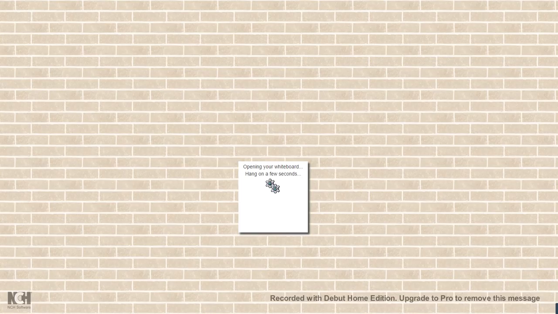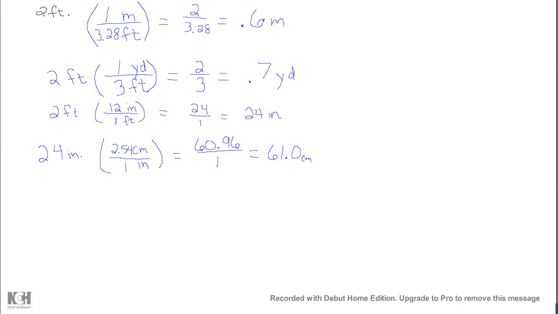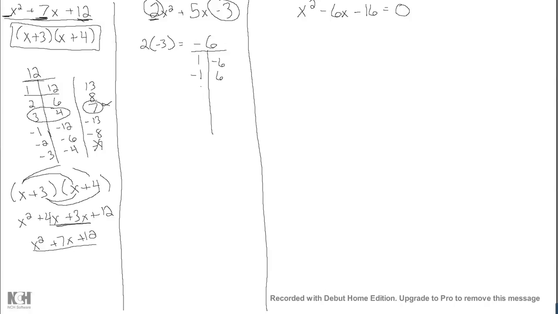I could have 2 times negative 3, or I could have negative 2 times positive 3. And that's all my pairs of numbers. I've exhausted everything as far as getting negative 6 goes. Now I go through the process of adding each pair until I find positive 5. So 1 plus negative 6 is negative 5. Negative 1 plus 6 is positive 5. There it is. So negative 1 and 6 are my factors.